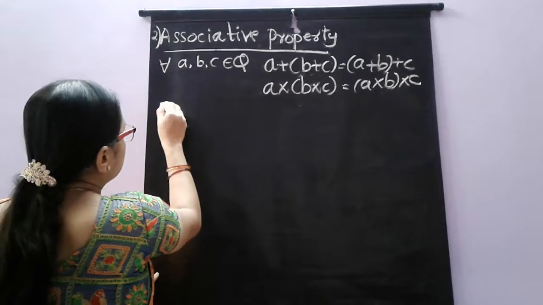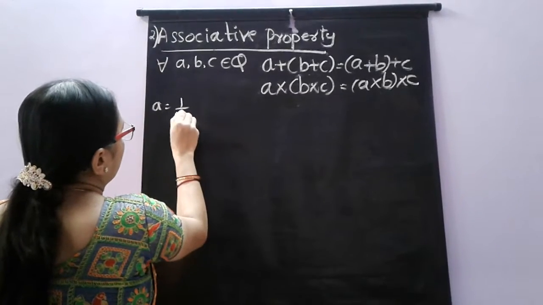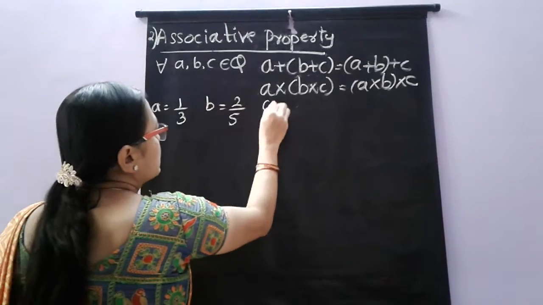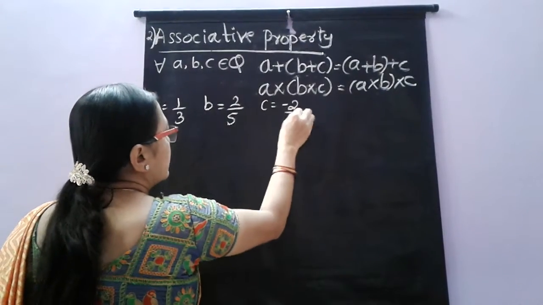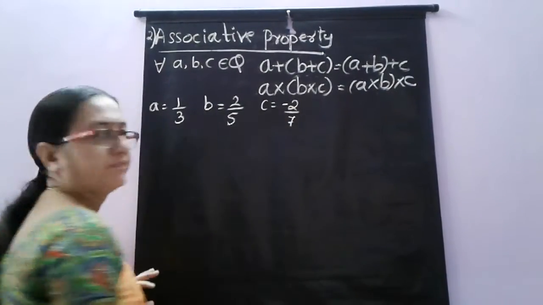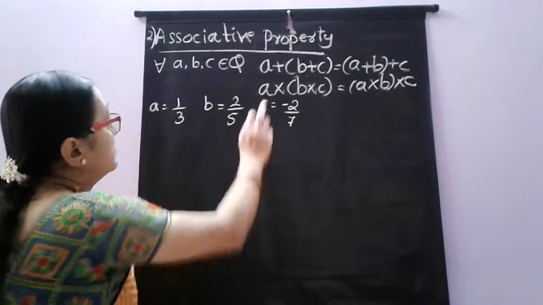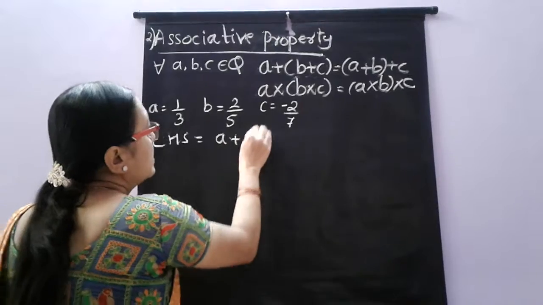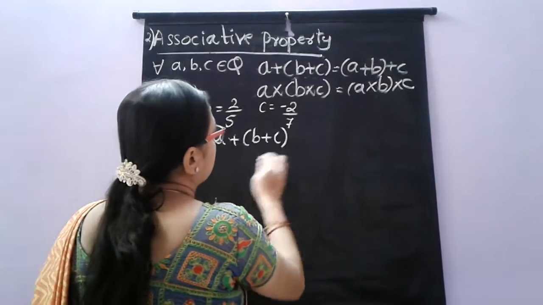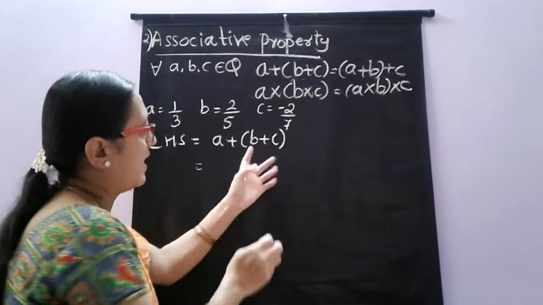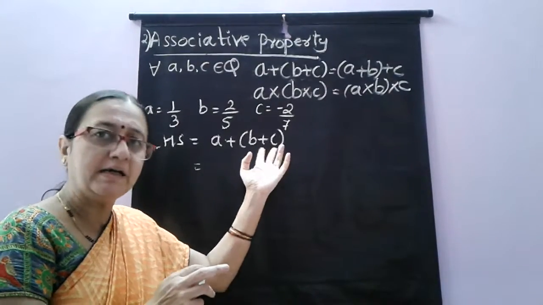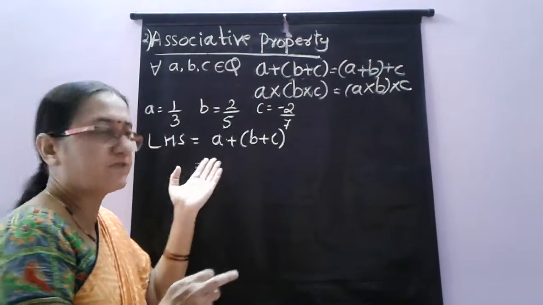First one, for addition, let A equal to 1 by 3, B equal to 2 by 5 and C equal to minus say 2 by 7. Okay. Now, check the property LHS. A plus (B plus C). So, we are adding first what is in the bracket. Okay. So, second and third are added. Then that is added to the first one here.